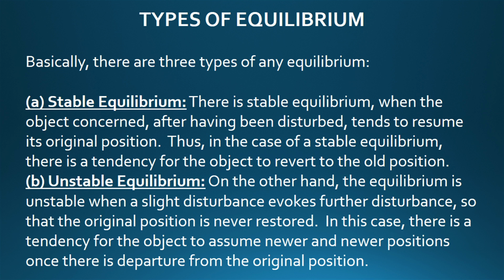2. Unstable equilibrium. On the other hand, the equilibrium is unstable when a slight disturbance evokes further disturbance, so that the original position is never restored. In this case, there is a tendency for the object to assume newer and newer positions once there is departure from the original position.